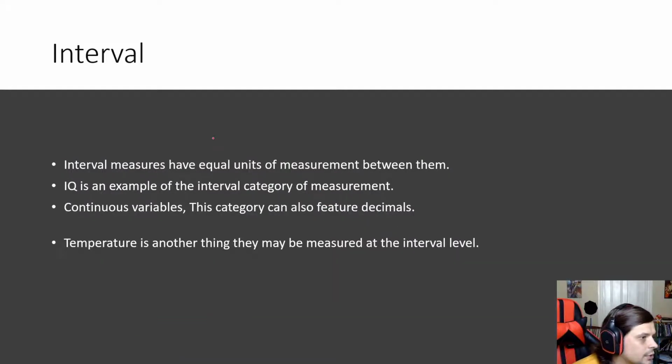And then interval measures have equal units measured between them. Okay. IQ, continuous variables, that can have decimals. Temperature is another thing that we measure at interval level. So, between 1 and 2 is an equal distance. Between 3 and 4 is an equal distance, and so is 5. In other words, these are intervals, so it's a number. If it's a number that has a rank value, that has actual weight behind the number, and they are equal distances apart, it is interval.